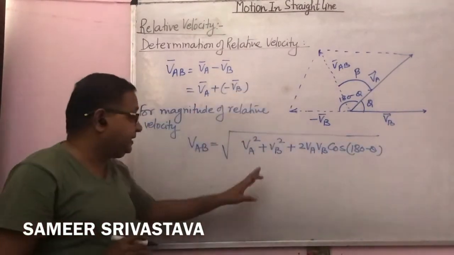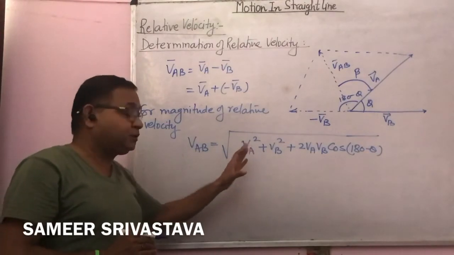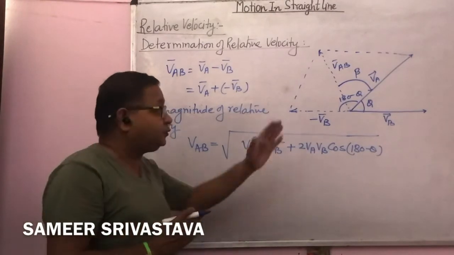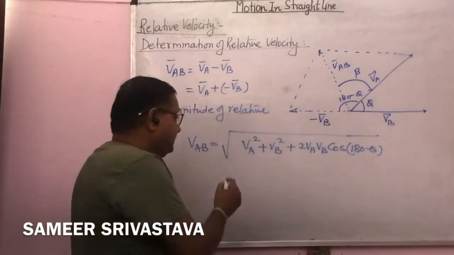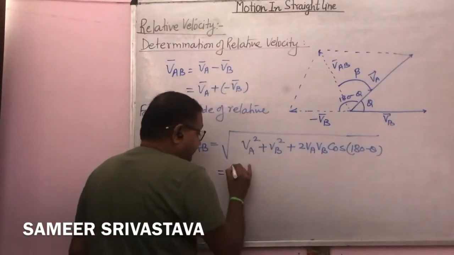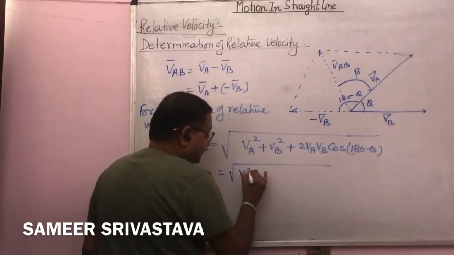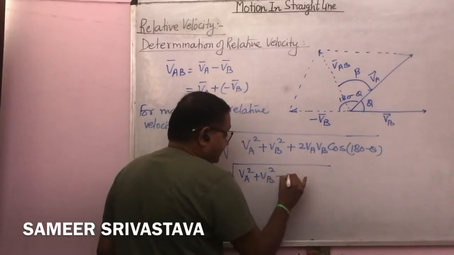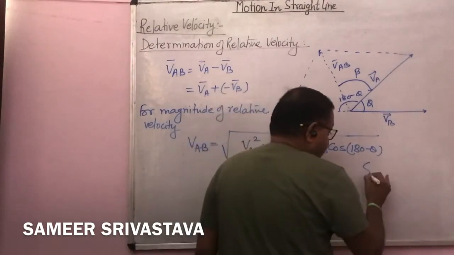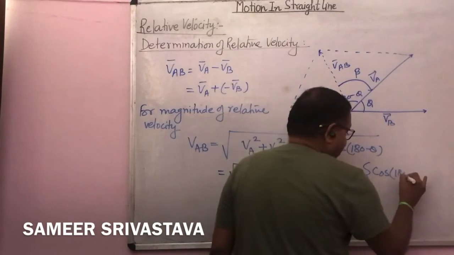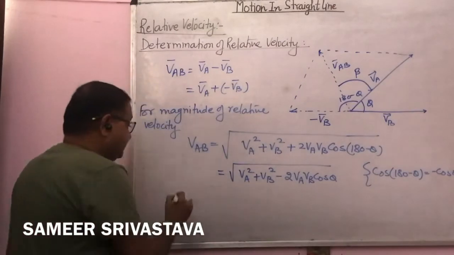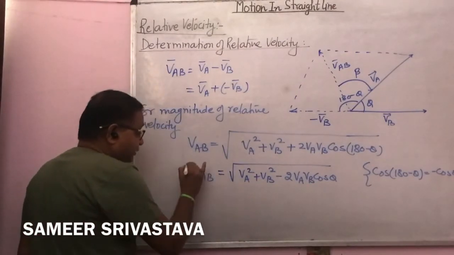Okay, when I taught you the vectors, in that condition we discussed how we find the magnitude between two vectors if they make an angle theta. VA square plus VB square plus 2 VA VB cos 180 minus theta, or we can write this equation as VA square plus VB square minus 2 VA VB cos theta, because cos 180 minus theta is always equal to minus cos theta. Okay students, now this is the magnitude of the relative velocity formula.